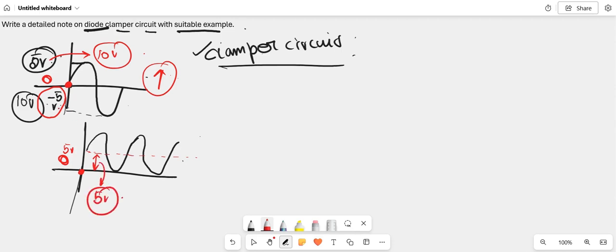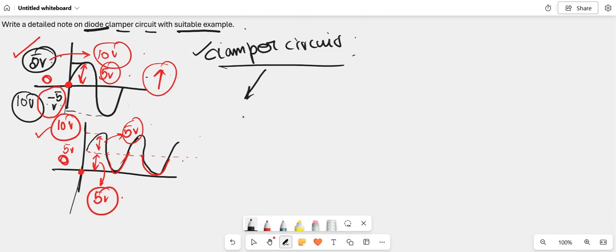As I have shifted this minus 5 volt above the zero reference level, this particular part of the negative half cycle is minus 5 volt, and this positive half cycle part was also 5 volt. If we combine them together, what is the peak amplitude here? This is 10 volt. So we have successfully shifted the DC level of this input signal from 5 volt to 10 volt. This is the basic requirement of a clamper circuit.